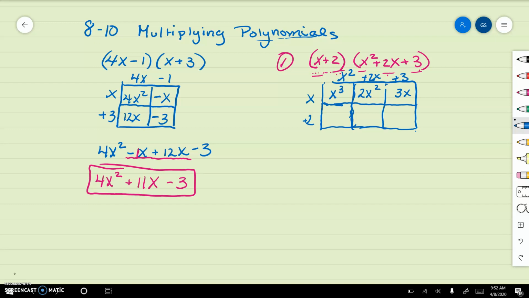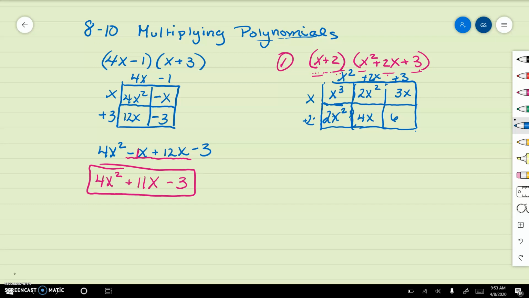We have a 2 times, going down here now, we have a 2 times x squared. That's going to be a 2x squared. Then we have a 2 times a 2x, which is a 4x. And we have a 2 times a 3, which is a 6.